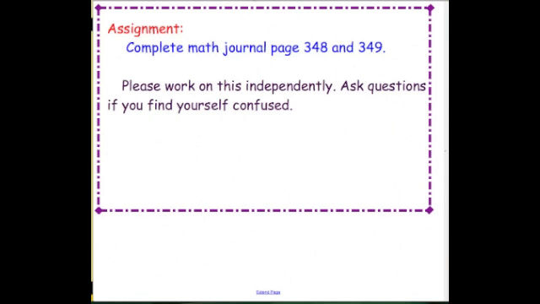Your assignment for today is to complete Math Journal pages 348 and 349. I'd like for you to work on this independently, and please don't be afraid to ask questions if you find yourself confused.